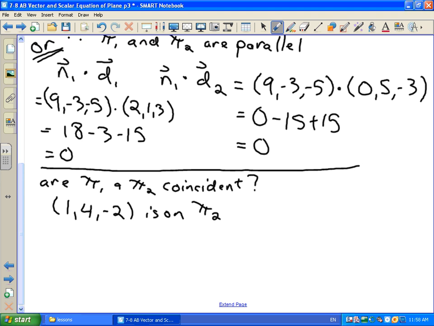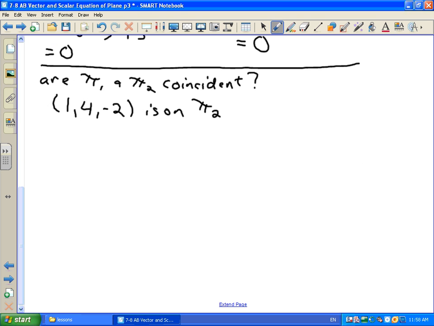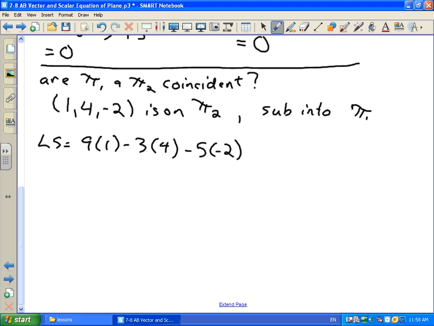Let's check to see if this point also satisfies plane 1. So let's just sub it into plane 1, and we'll do a left side, right side check here. So we had 9, negative 3, and negative 5. Our constant was 20, and the right side was 0.